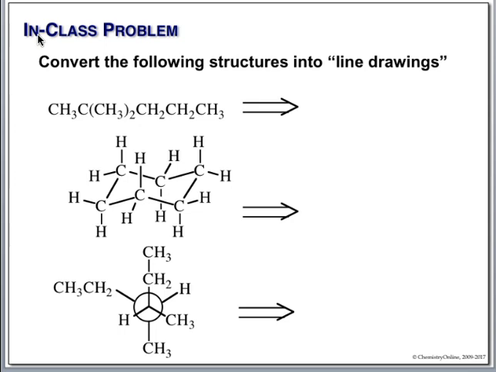Now remember, when we do a line drawing, you want to do a zigzag pattern. Why the zigzag? Because that approximates the 109 degrees for the tetrahedral geometry. So the first thing you have to do is figure out how many zigs and zags you need. How many carbons are in the longest chain? 1, 2, 3, 4, 5. These guys are written in parentheses, which means that they're attached to carbon number 2. So to make our zigzag, we simply need 5 zigs and zags.